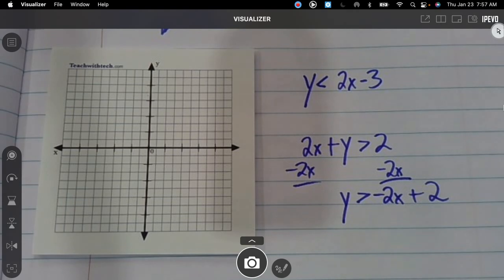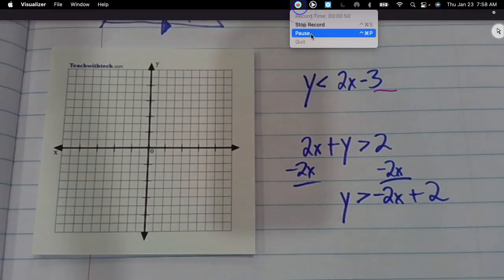Now let's graph them both. Okay, so the first one, what number do I go to? I'm going to do this one in purple. What number do I go to? Negative 3, right there. Negative 3. 1, 2, 3. Oh my gosh, hold on. Let me pause all this for just a second. I'm going to have to calibrate this.